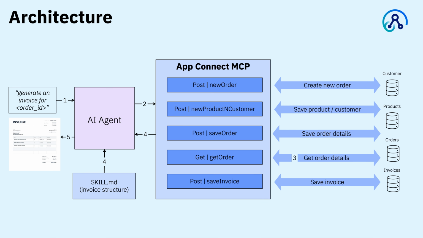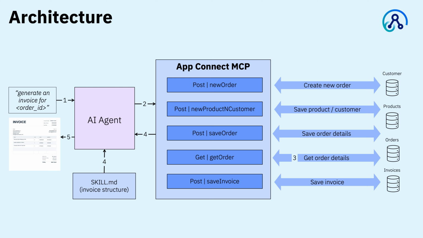First, let's look at the solution architecture. At a high level, the flow begins with a user request such as "generate an invoice for this order ID," which is handled by an AI agent. The AI agent acts as the orchestration layer and communicates with the backend services through MCP-exposed tools.